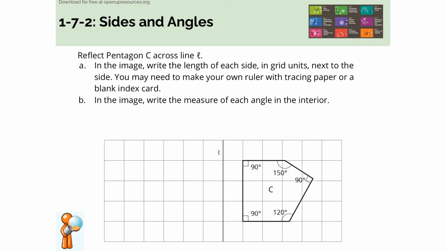In this next image, we're going to combine the sides and the angles. So you're going to reflect pentagon C across line L. Remember, we always need a line when we're reflecting. In your image, you're going to write the length of each side in grid units next to the side. You may need to make your own ruler with tracing paper or a blank index card. In the image, write the measure of each angle in the interior. Okay, so you may need to use your protractor to make sure that your angles are exact.